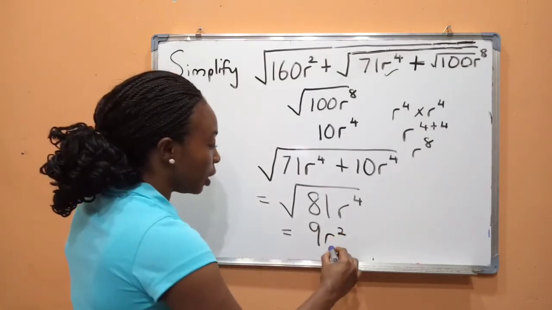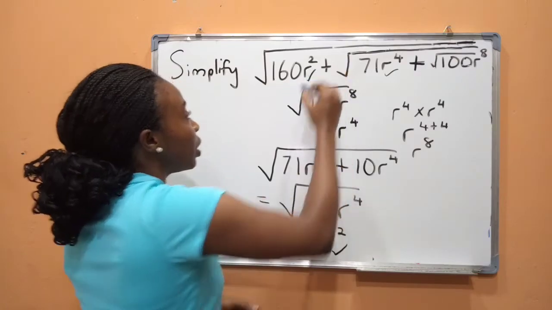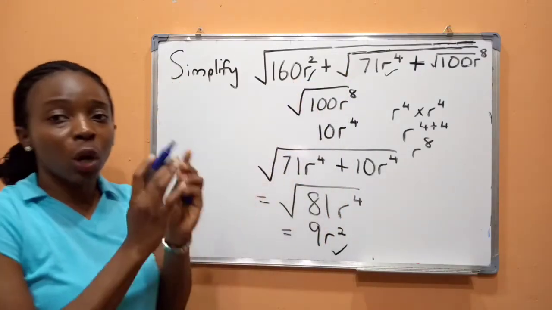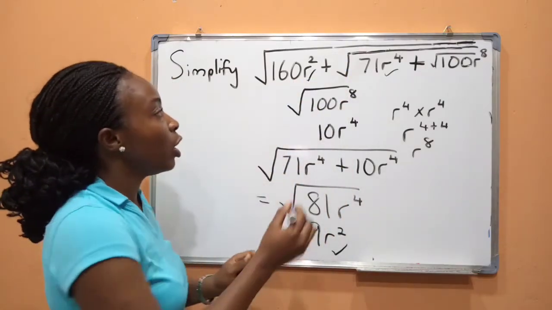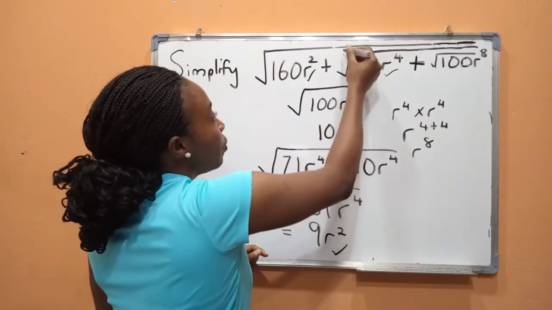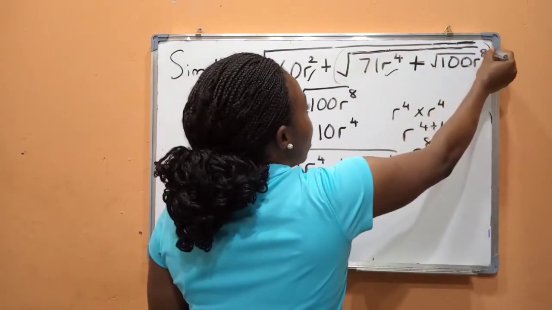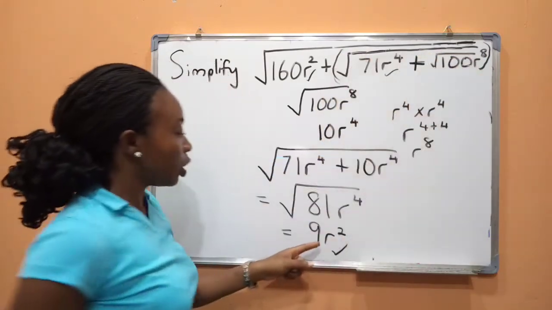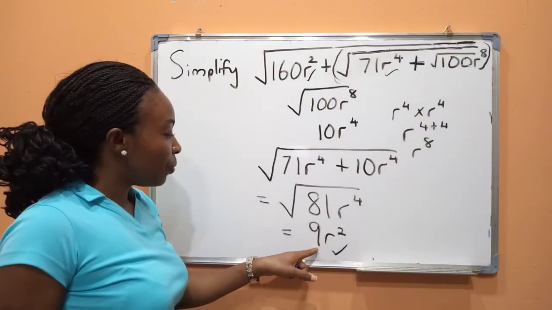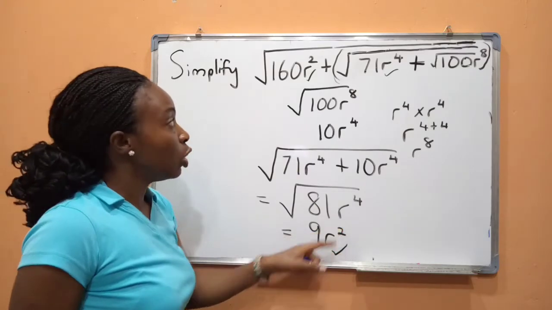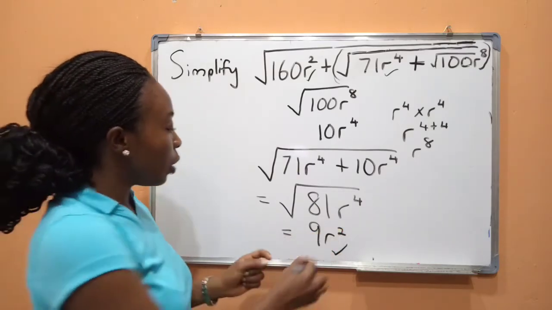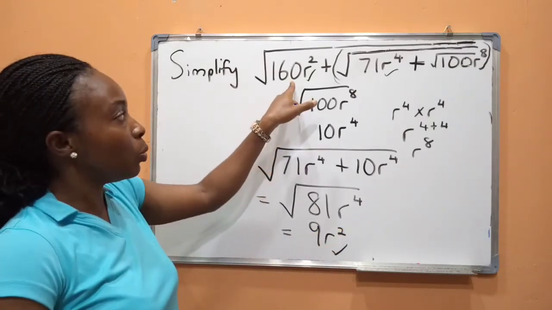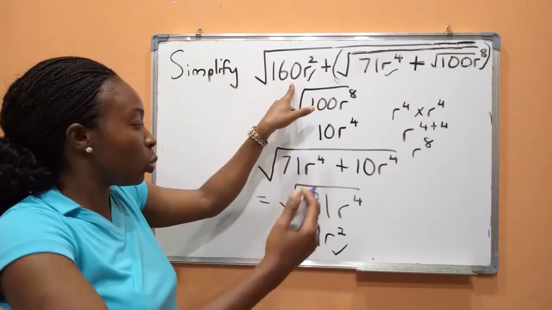Now take a look at this and this. You can see they are like terms. So what we've succeeded in doing so far, we succeeded in solving from here to here, okay? So that's the value of from here to here. That's what the value is, 9r to the power of 2. So what we simply do, now that we've gotten this, we are going to sum it up with this and then find the square root.